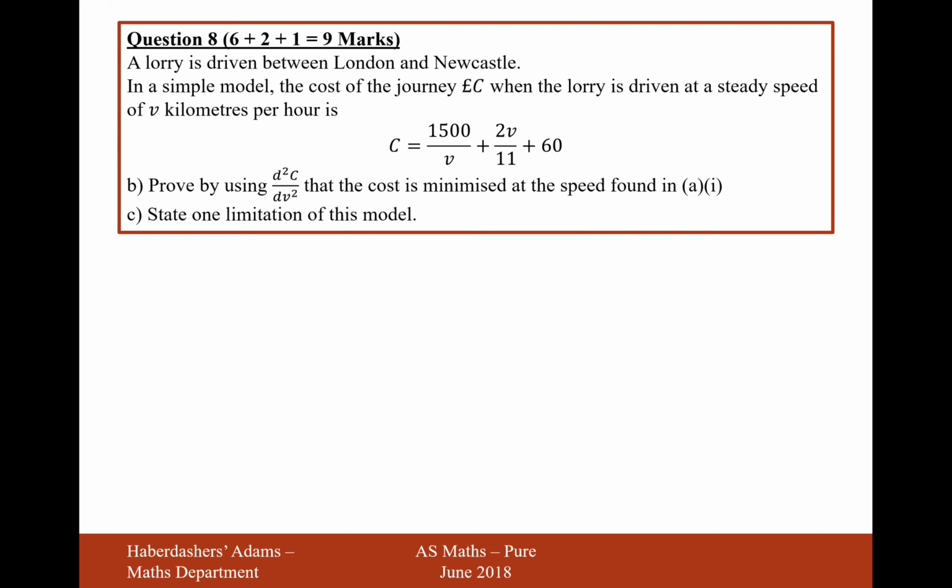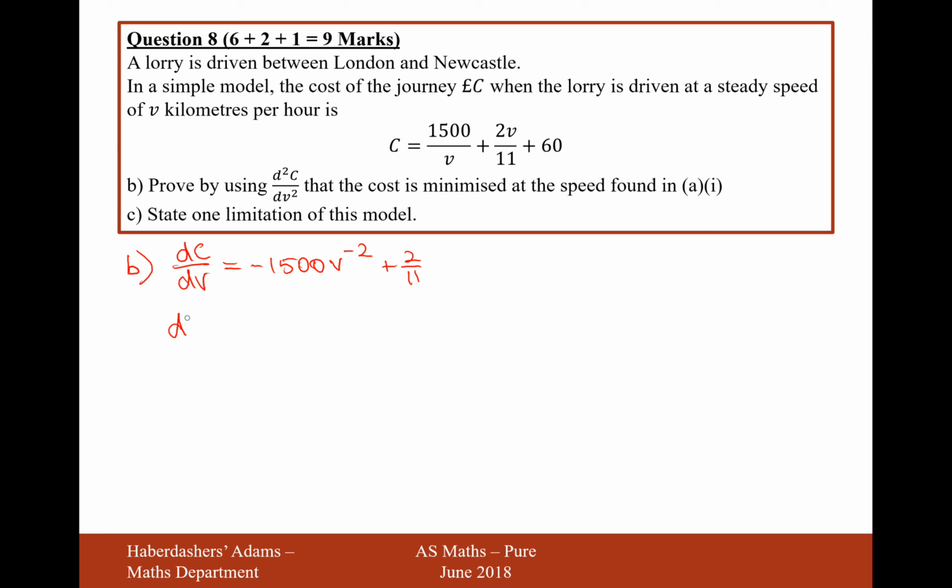Moving on to part B then, work out the second derivative and show by proving using the second derivative that the cost is minimised at the speed found in part A(i). So the first thing I need to do is to recall what dC by dv was, because I'm going to differentiate it again. I believe it was minus 1,500 v to the minus 2 plus 2 over 11.